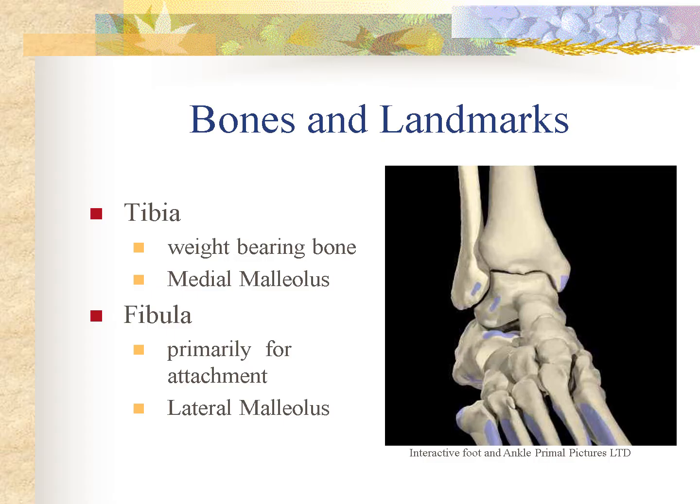So as we go on further down, the distal end of the tibia is going to articulate. It's a weight-bearing bone, and at the distal end we have, as we already mentioned, the medial malleolus. The fibula is a primary attachment for muscles and other structures, and that creates the lateral malleolus.